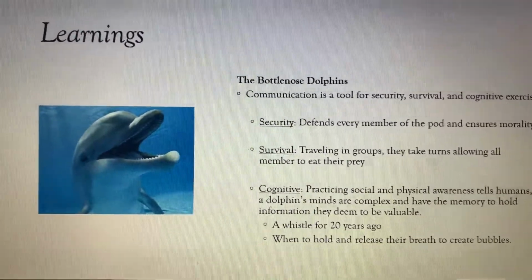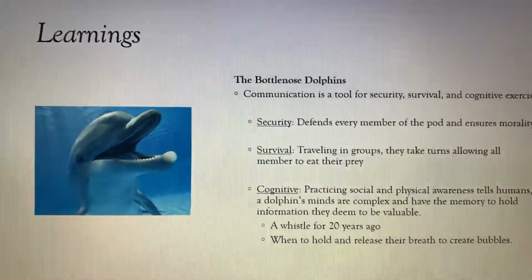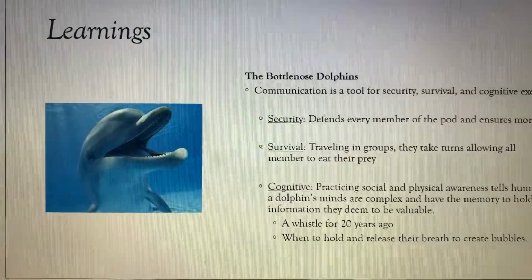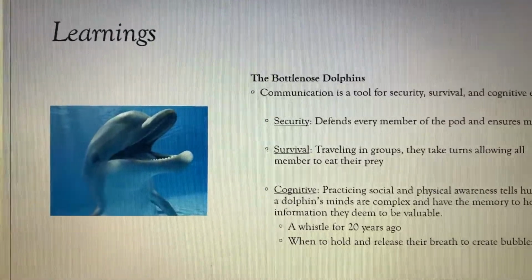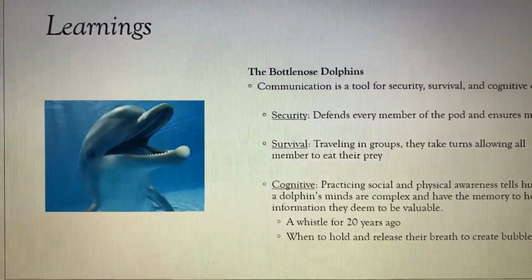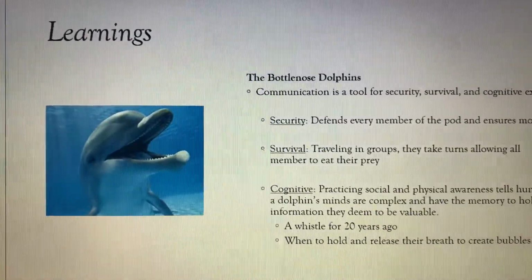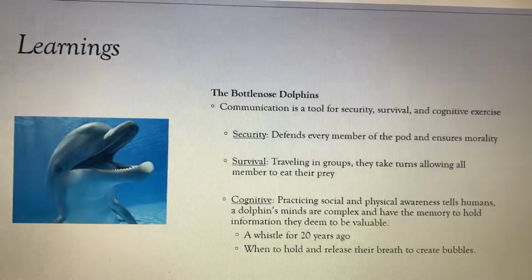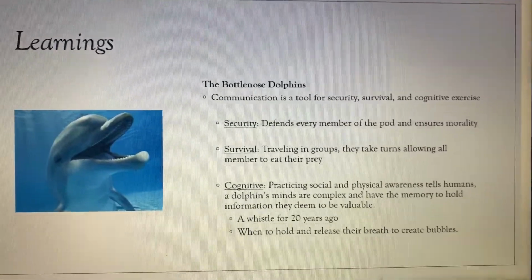That is something that shows that a dolphin's mind can hold that much information. It's not just thinking about the present. It remembers the past and can use the past for the future. That's a really complex thing to do for mammals.